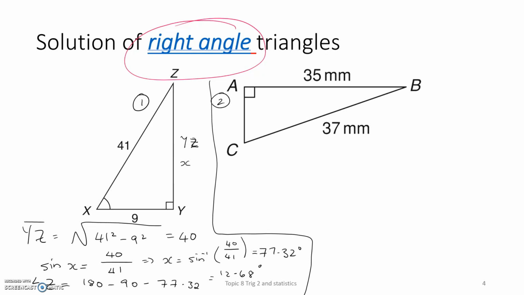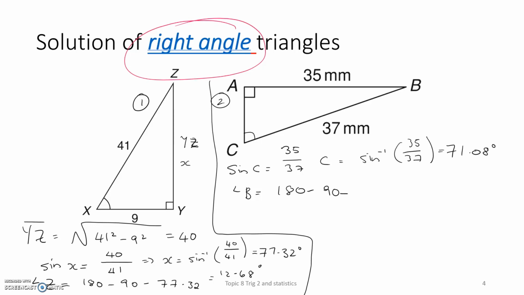For triangle 2, sine of C is going to be 35 over 37, so C is going to be sine inverse of 35 over 37, which, if we're using degrees, is 71.08 degrees. Now we can find angle B as being 180 minus 90 minus 71.08, which would be another tiny angle, 18.92 degrees. We can find the length of AC as being the square root of 37 squared minus 35 squared, which is 12. Again, that's obviously a right angle triangle, so it all works.